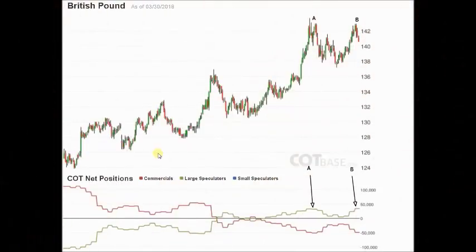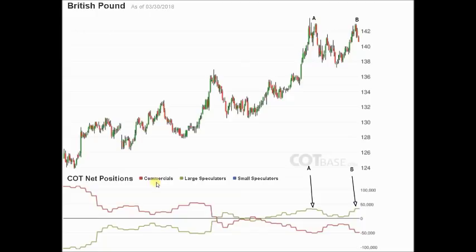Right, let's go and look at GBPUSD first of all, and we're going to start with the COT net traders positions. Start with the British pound against the USD. Just look at the COT net traders positions, and then we're going to switch to another chart and draw our levels.